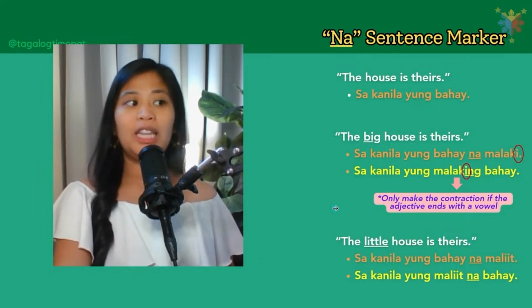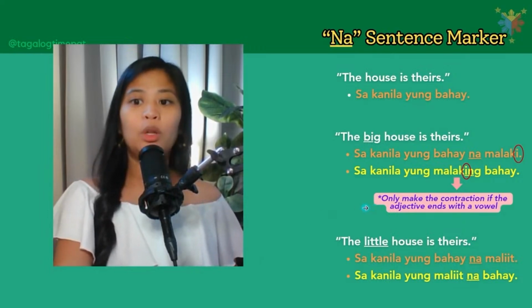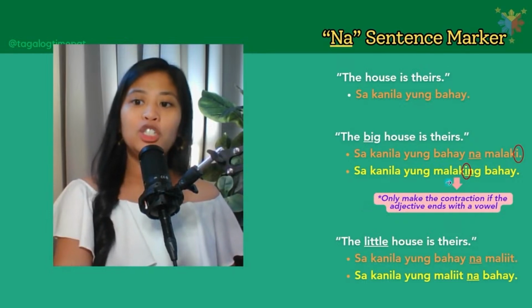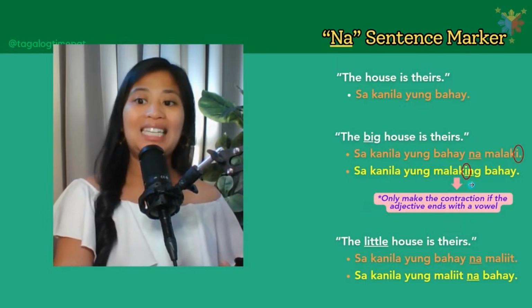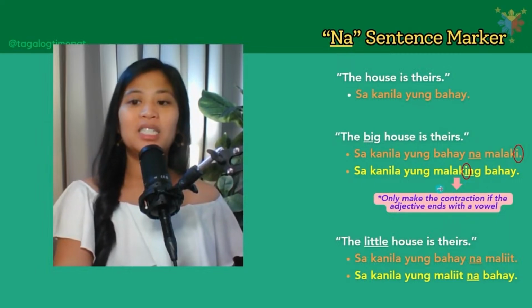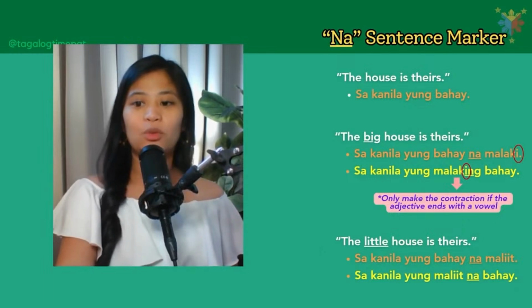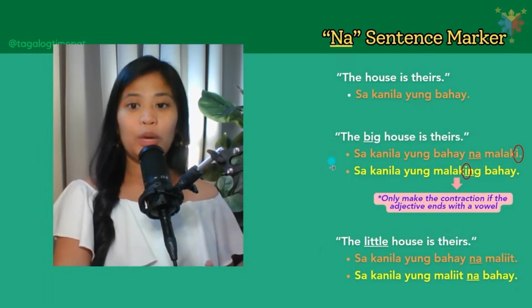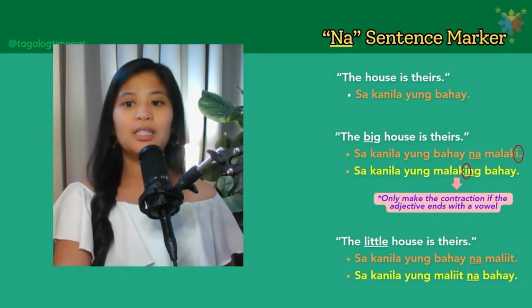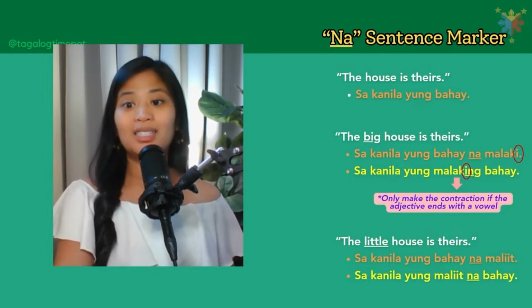You would still use the sentence marker na. So that's just one important thing. If the adjective does end with a vowel, you can make a contraction, and just know that the sentence marker na is there. Malaking bahay technically is malaki na bahay. But we just made the contraction to make it easier to pronounce and make the sentence flow a little bit better. But if the adjective ends with a consonant, you don't make the contraction because it doesn't really work like that. And these two ways to say these phrases are used equally as much. There isn't a formal way, there isn't a casual way. It's just kind of personal preference or depending on what someone wants to say.